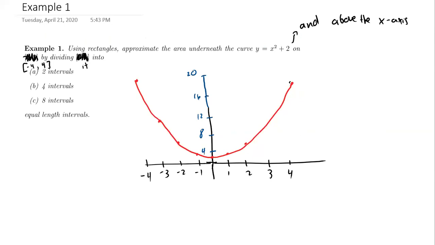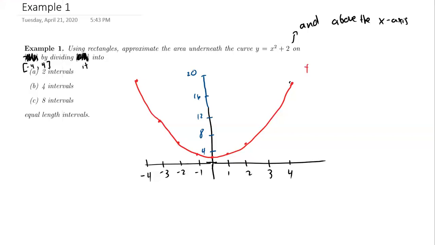So let's just jump right into an example. Example 1. Using rectangles, approximate the area underneath the curve y equals x squared plus 2 on the interval -4 to 4 by dividing it into A, 2 subintervals, B, 4 intervals, and C, 8 intervals, each of equal length. So we're trying to find the area under the curve and above the x-axis. I included that above the x-axis because if we look at the area underneath this red curve, that's infinite. It goes down infinitely. So I instead bounded below by the x-axis.